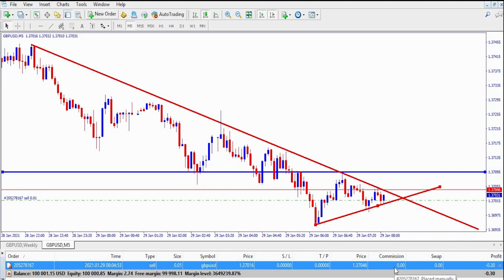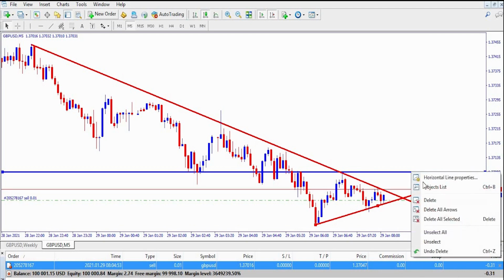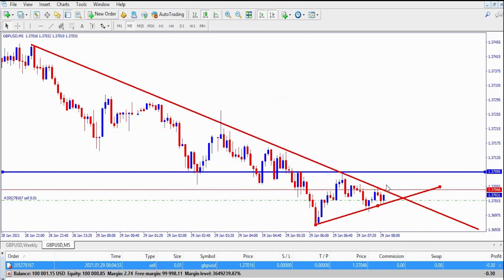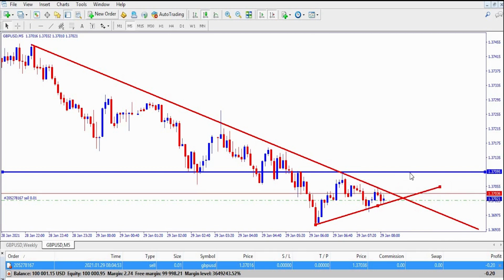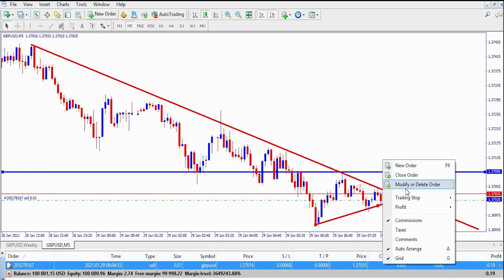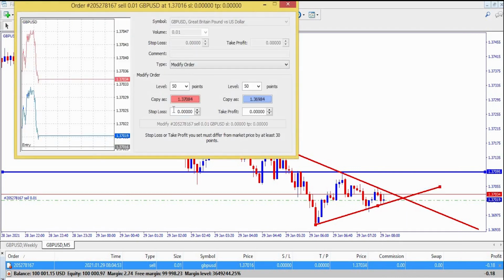Now placing my horizontal line at this point, it has given me the figure. So I believe if the market gets to this point, I should get out. So all I need to do is right click on this, modify or delete order. The stop level, that's this figure here. Place that, 1.37095.